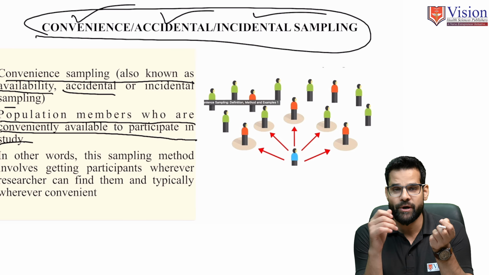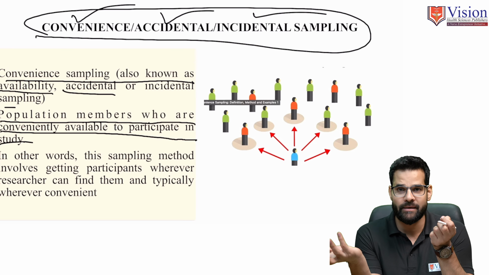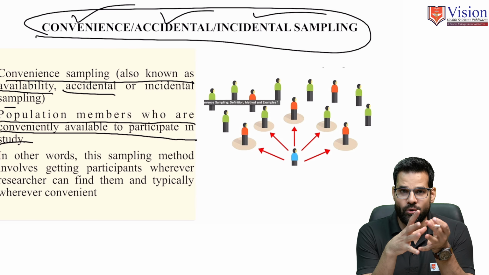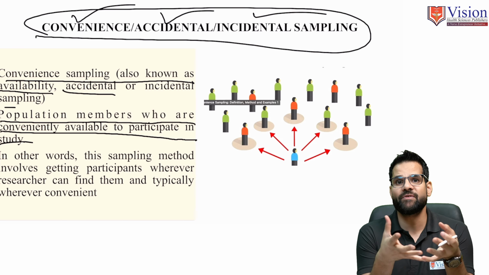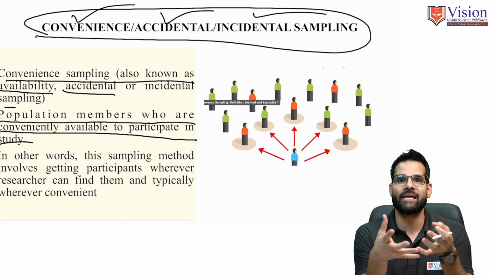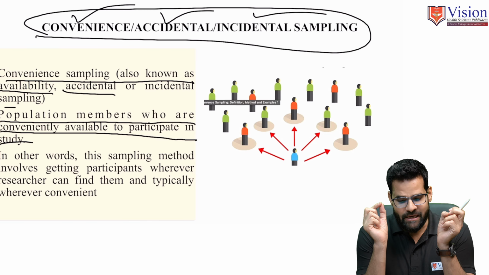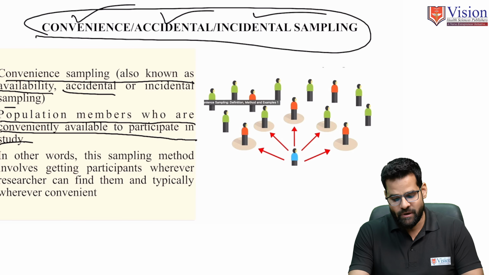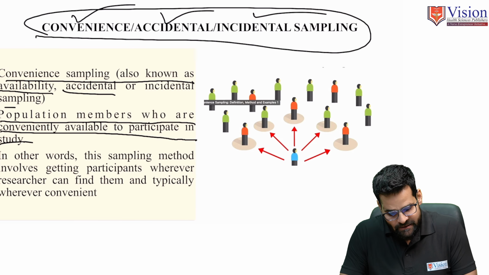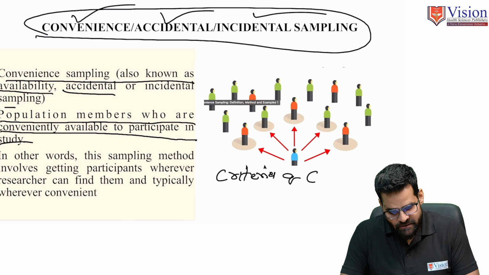Those who are sitting in a corridor, those who are available in classes, so you are not looking for any specific feature, but you are only taking them because they are easy for you. That is the one criterion. So whenever you select convenient sampling, always please try to write the criteria of convenience.